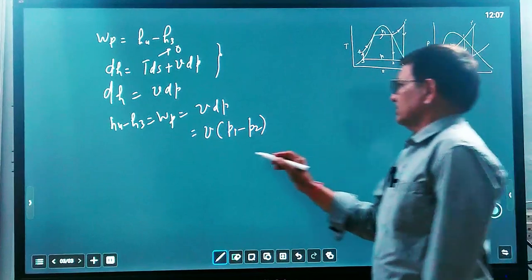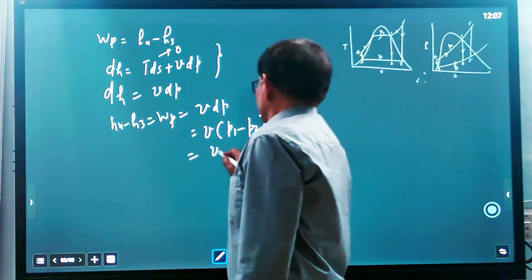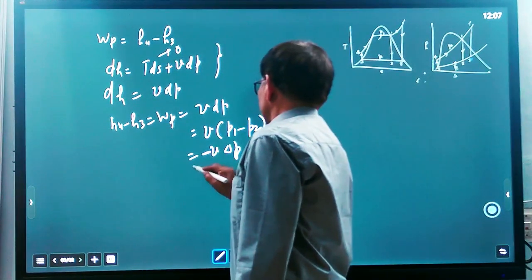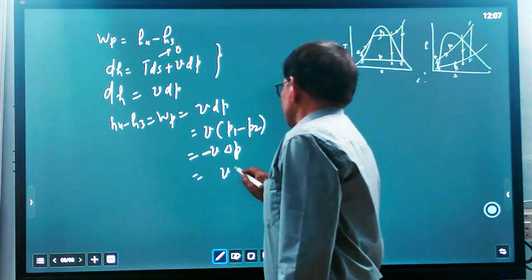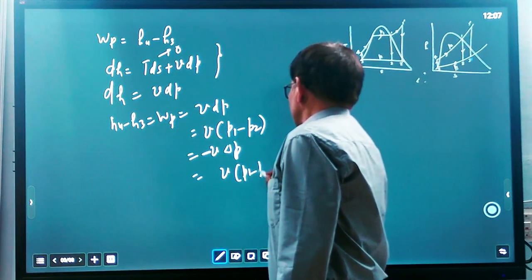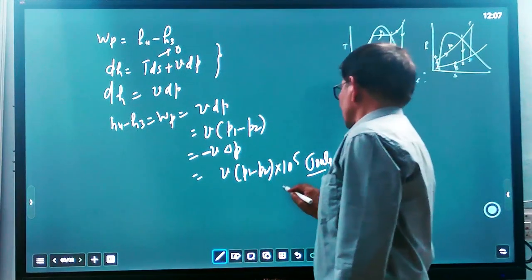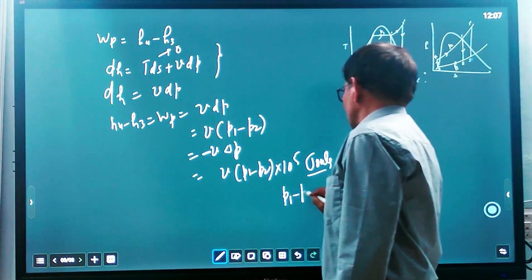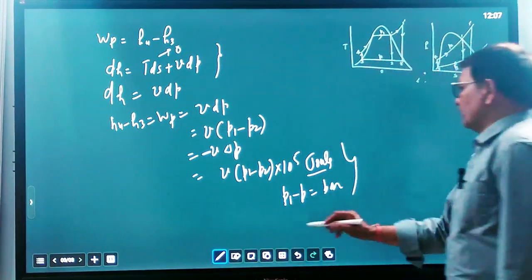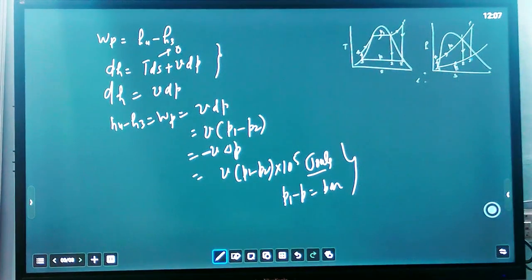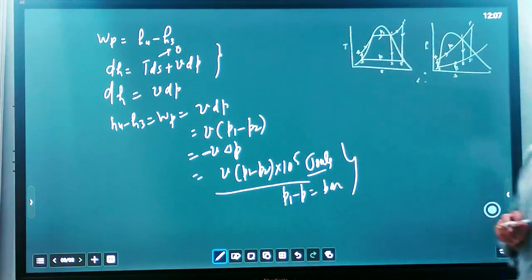So this work is v delta P, which we take as negative, and you can write v times P1 minus P2 into 10 to the power 5 joule, provided that P1 minus P2 is in bar. You can use this equation directly. If P1 and P2 are given in bar, then you can use this equation to find the work done in running the pump.